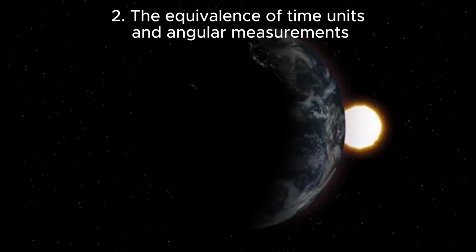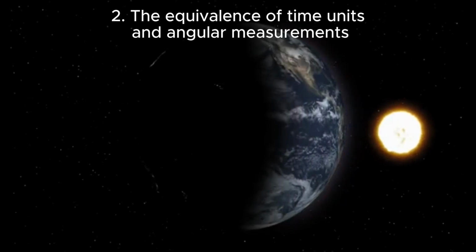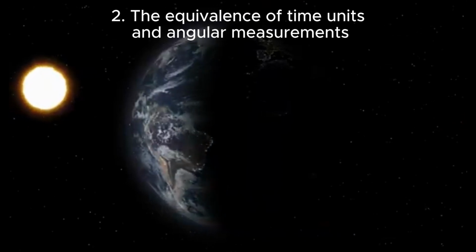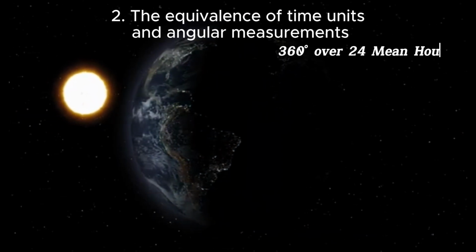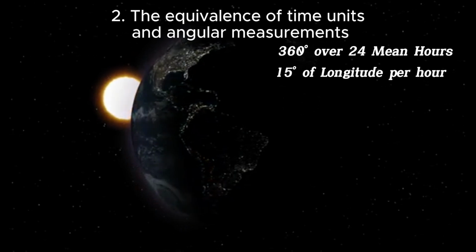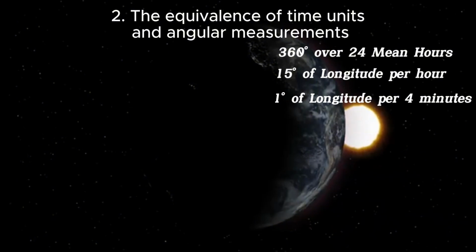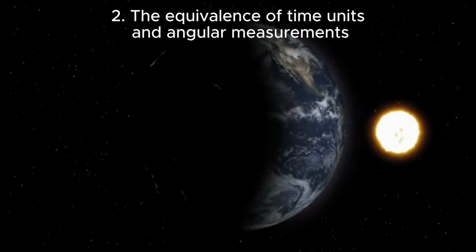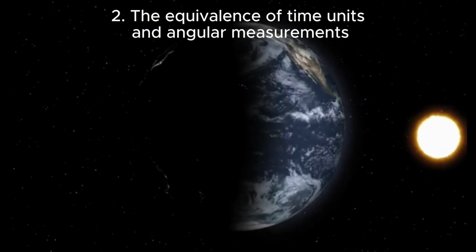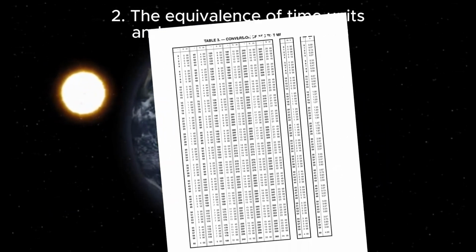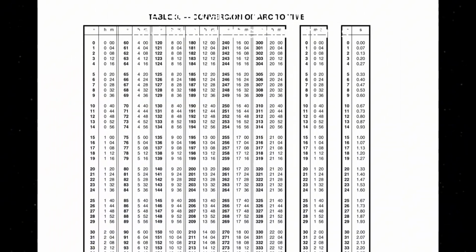2. The equivalence of time units and angular measurements. While local mean time is expressed in time units and local hour angle in degrees, they are interchangeable due to the mean sun's rate of travel, which is 15 degrees of longitude per hour. This relationship allows for the common practice in astronomy and navigation of using hours and degrees interchangeably when discussing angular measurements related to Earth's rotation. Consequently, although local mean time and local hour angle are expressed in different units, they can be readily converted between time and angular measurements.